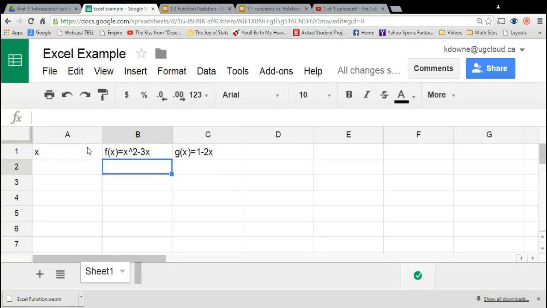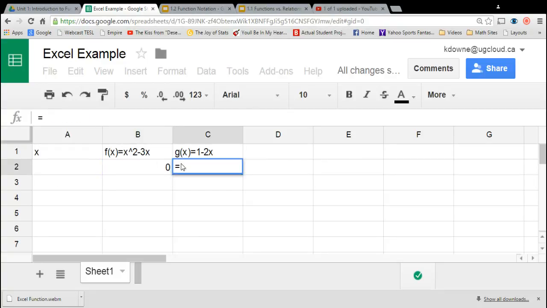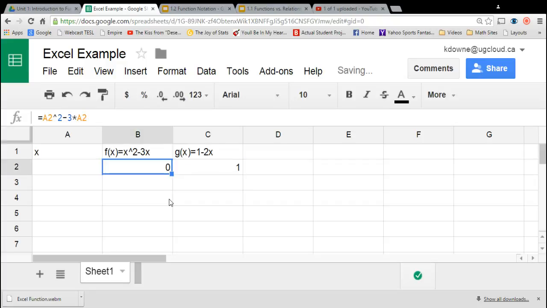What we can do is set up these functions such that when we take the number that we're subbing in, which we're going to put in there, and in the example we had 5, we can square that and subtract 3 times, the star, that number as well. Right now we're going to get 0 because we haven't subbed anything in. And over here we can do 1 minus 2, star symbol is multiplication, times the input. Now we're getting 1 because we haven't subbed anything in, because the y-intercept is 1.